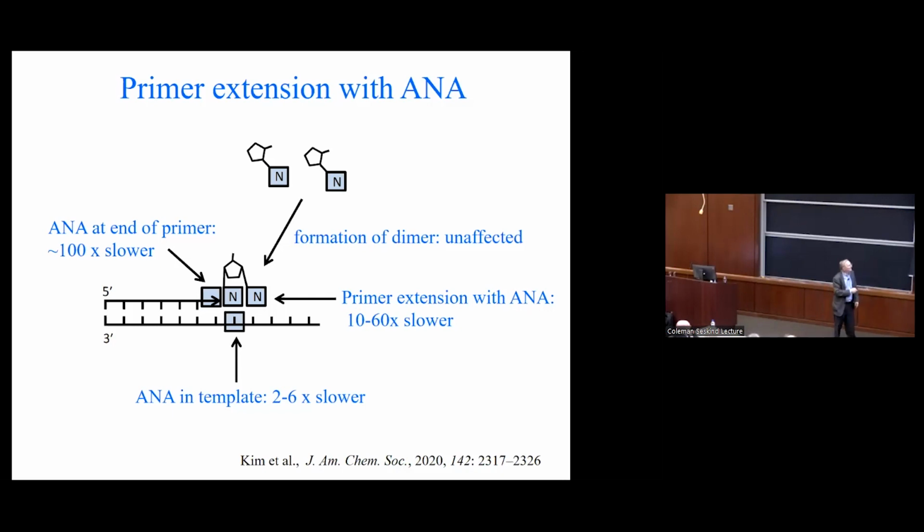Okay, so we started off looking at ANA. A lot of this work was done by Chris Kim when he was a graduate student in the lab. The steps that he looked at were, okay, if you make ANA nucleotides, you activate them, you mix them in solution, do they make this bridged dimer? And they do. That step's not really affected. If the bridged dimer binds to an RNA template, and you have an RNA primer here, how does the primer extension step happen? And it's slower. It can be actually quite a lot slower.